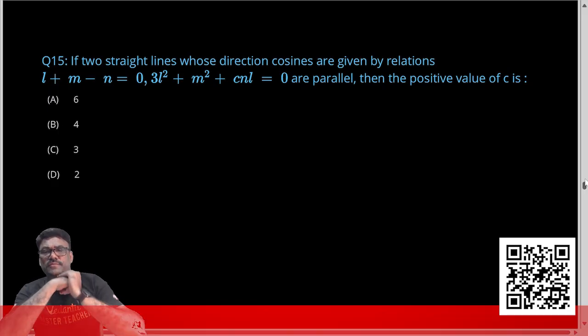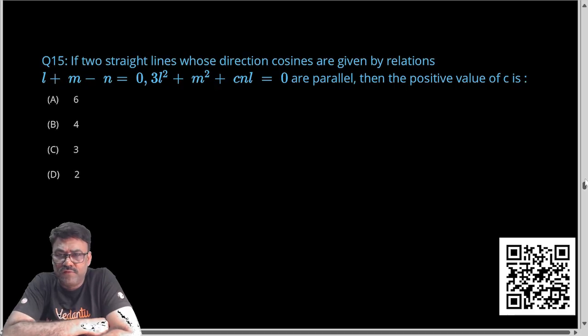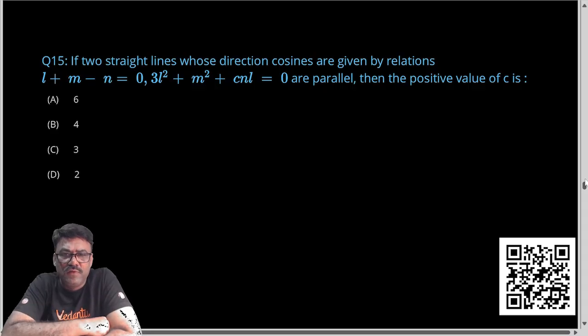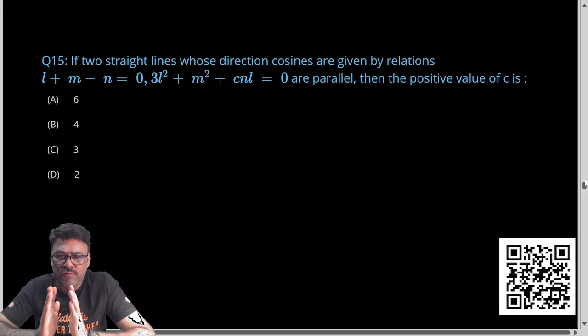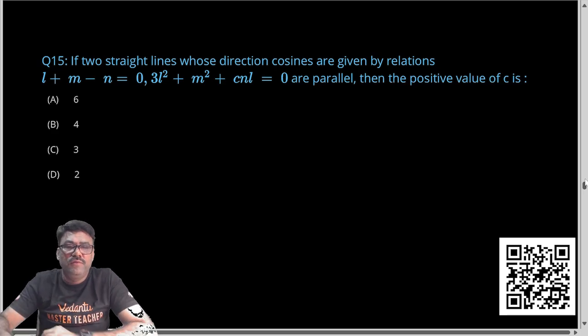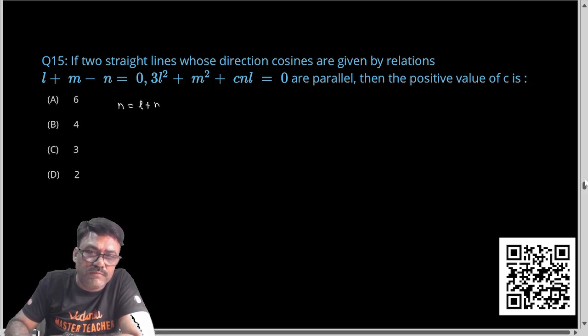This is based on 3-dimensional direction cosines, and this type of question has been asked many times in JEE Mains too. Two equations in direction cosines l, m, n are given here, and they say that the two lines whose direction cosines are given by these two equations are parallel. So what will be the possible values of c? When two lines are parallel, their direction cosines should be the same. So if I substitute the value of n from the first equation, n is l plus a.